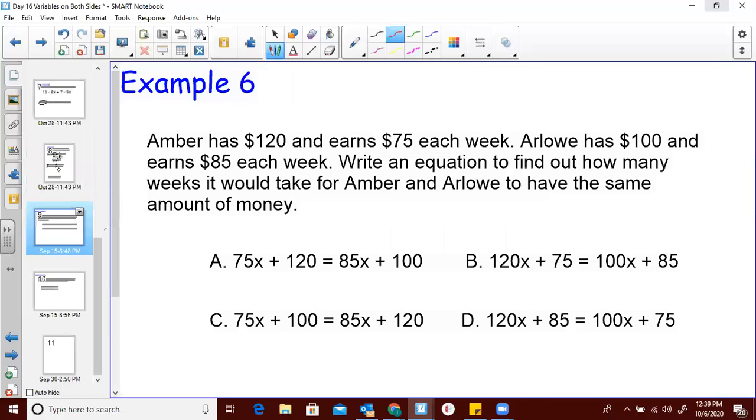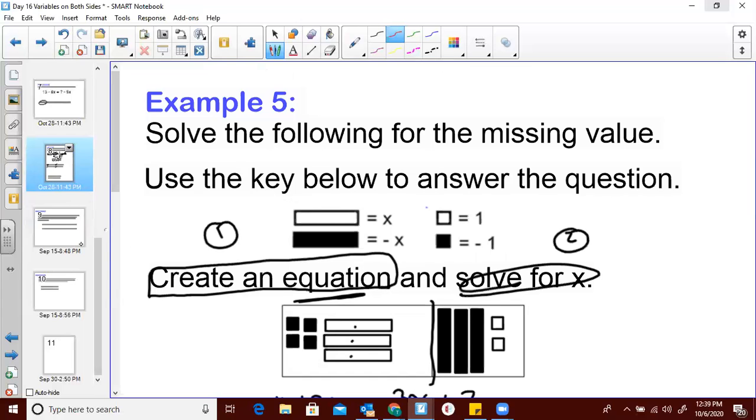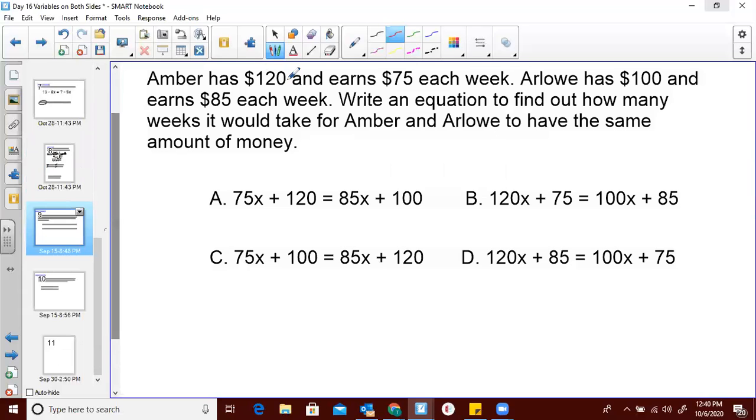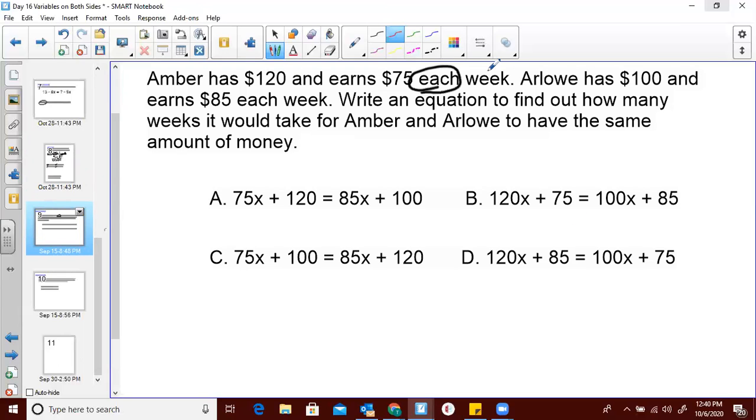All right, and you'll get questions like that where it'll say create the equation. That'll be your first part. And then you need to solve for x, right? So you get these 2-part questions. All right, so Amber has $120 and she earns $75 each week. Arlo has $100 and he earns $85 each week.